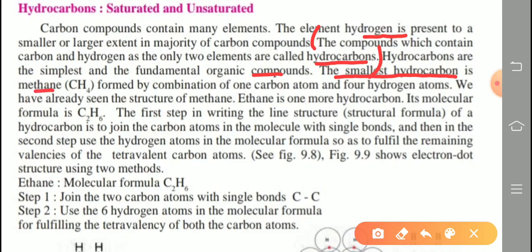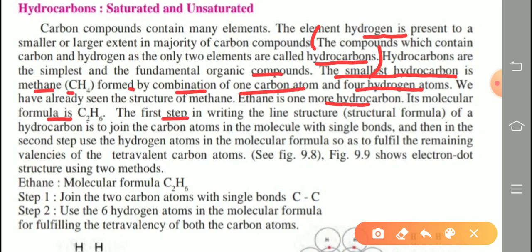So what is the formula given? The molecular formula of methane is CH4, only one carbon and 4 hydrogen, formed by combination of one carbon atom and 4 hydrogen atoms. We have already seen the structure of methane. Ethane is one more hydrocarbon. Its molecular formula is C2H6, 2 carbon and 6 hydrogens.